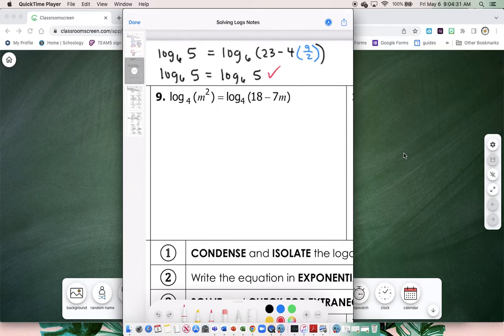So first off, check, are your bases the same? Yes. Are the logs, one log on the left, one log on the right by themselves? Yes, therefore we could drop the logs. Okay, so that brings us with m squared is equal to 18 minus 7m.